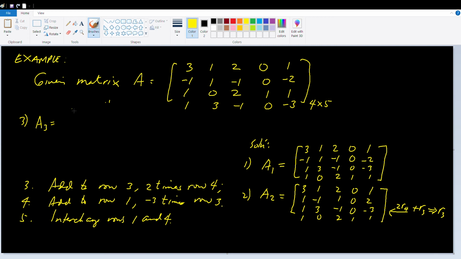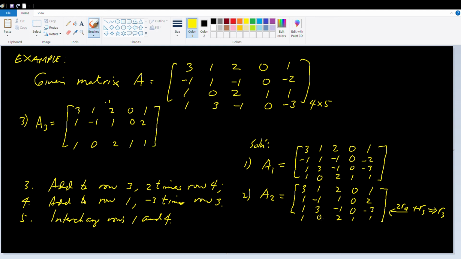So we will be retaining rows 1 and 2. Row 1 is 3, 1, 2, 0, 1. Second row: 1, 1, negative 1, 1, 0, 2. Then row 4 actually is retained. Row 4 is retained: 1, 0, 2, 1, 1.